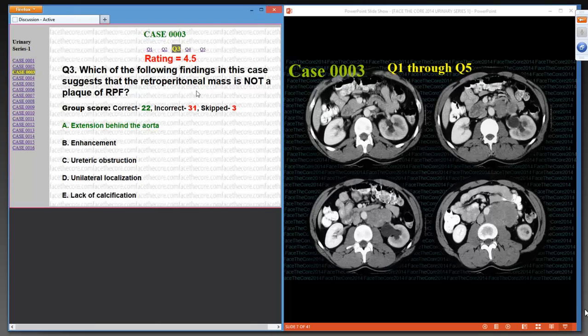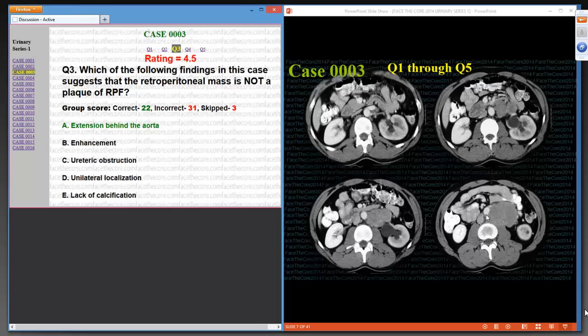Which of the following findings in this case suggests that the retroperitoneal mass is not a plaque of RPF? Those of you who could not get what RPF was, my apologies for using an abbreviation. Ruth, if you will please note that, and we will make a change. But if you did get RPF, this is not RPF. This is not retroperitoneal fibrosis, because it is extending behind the aorta. In the classical descriptions, the differentiation between RPF and retroperitoneal lymphadenopathy is that RPF lies in front, whereas retroperitoneal lymphadenopathy can extend behind the aorta.